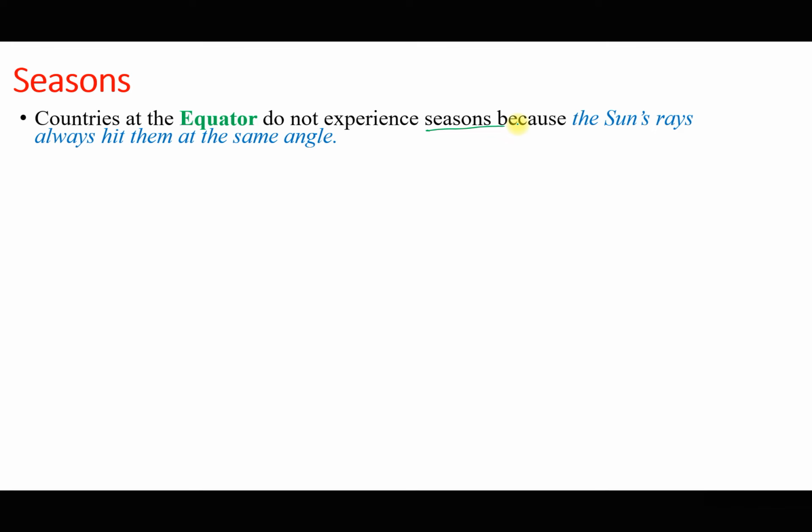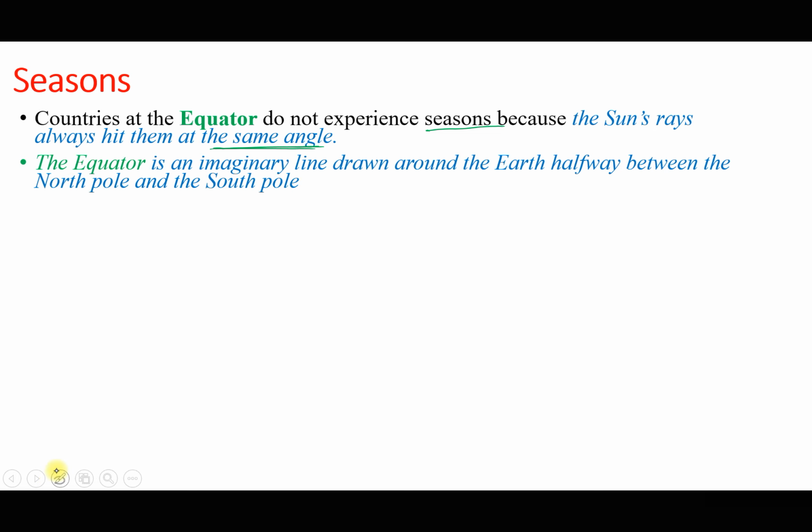Countries at the equator do not experience seasons because the sun's rays always hit them at the same angle. But countries in the northern and southern hemisphere, the sun rays do not hit them at the same angle. That's why they experience winters, summers, autumn, spring, and so on and so forth. But countries at the equator do not experience such seasons because the sun's rays always hit them at the same angle.